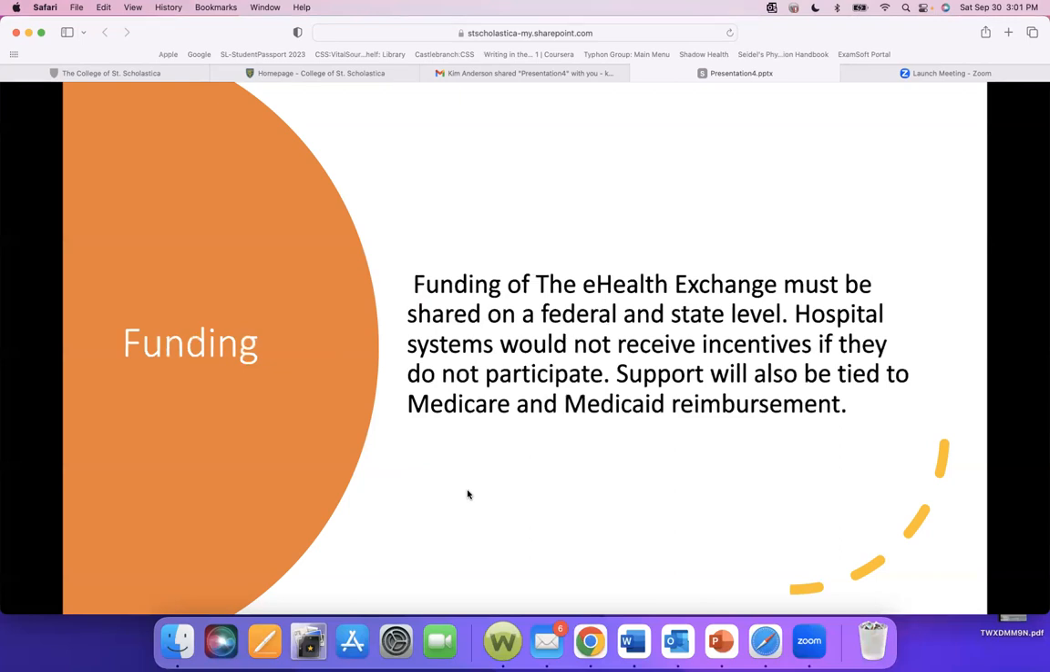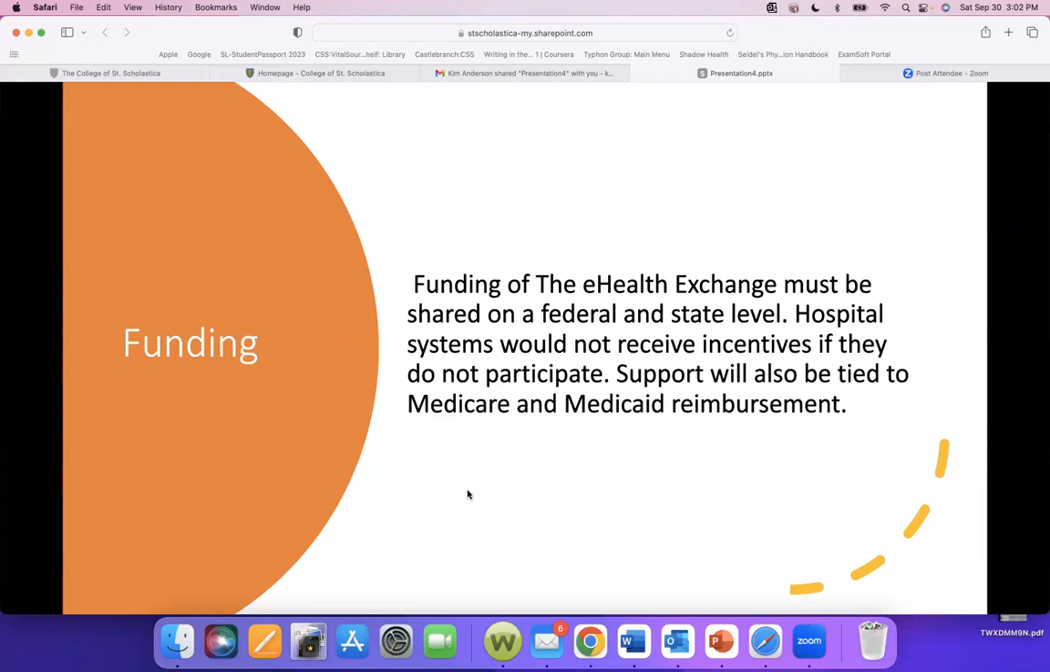How to fund the eHealth Exchange? I think funding should come from multiple sources, especially from federal and state levels. Again, if hospital systems receive incentives to be a part of the system, I think that would be very motivating for systems to buy in and be a part of this. And if they don't participate, they don't get those incentives. I think that would be a strong motivator.